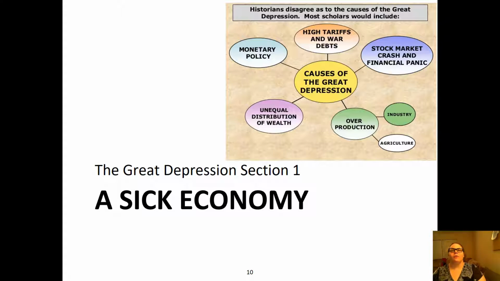Today, we're going to talk about some of the causes of the Great Depression, some of the reasons that our economy was so sick. Some of the main ones we're going to talk about today are the high tariffs and war debts, our different monetary policies, unequal distribution of wealth, overproduction both in industries and in farms, and then tomorrow we're going to talk more about the stock market crash specifically.